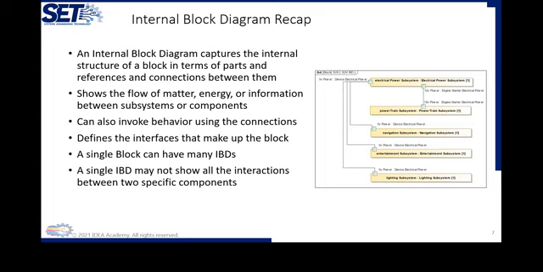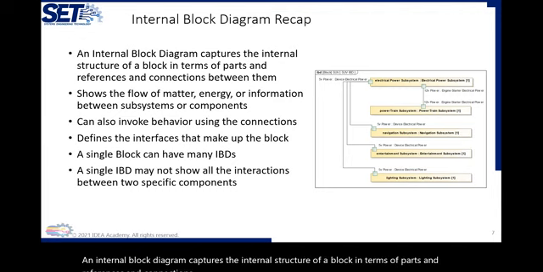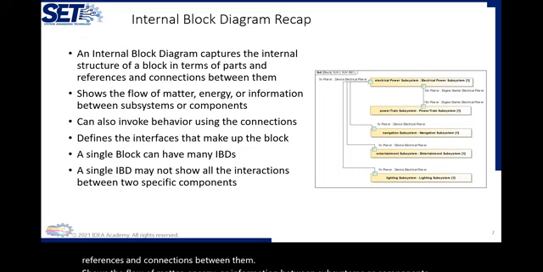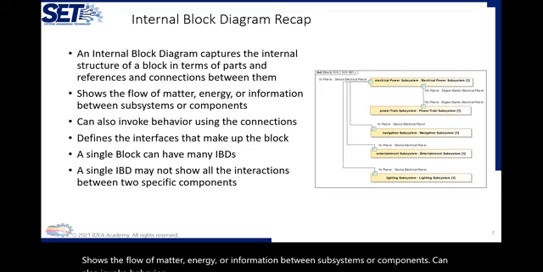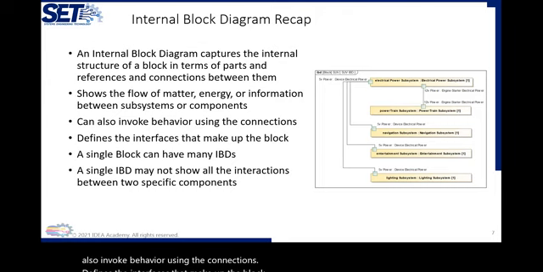An internal block diagram captures the internal structure of a block in terms of parts and references and connections between them. It shows the flow of matter, energy, or information between subsystems or components. It can also invoke behavior using the connections. It defines the interfaces that make up the block. A single block can have many IBDs. A single IBD may not show all the interactions between the two specific components.